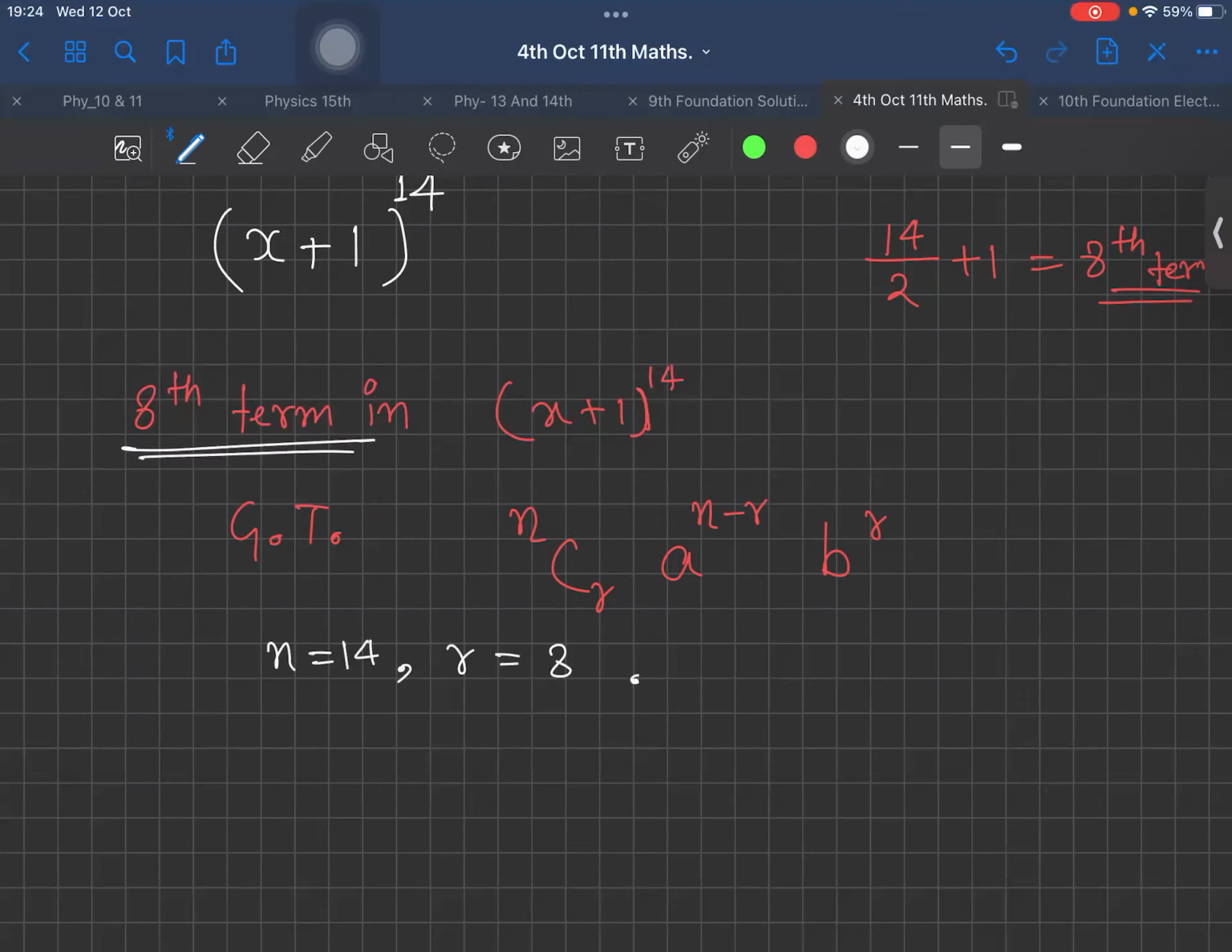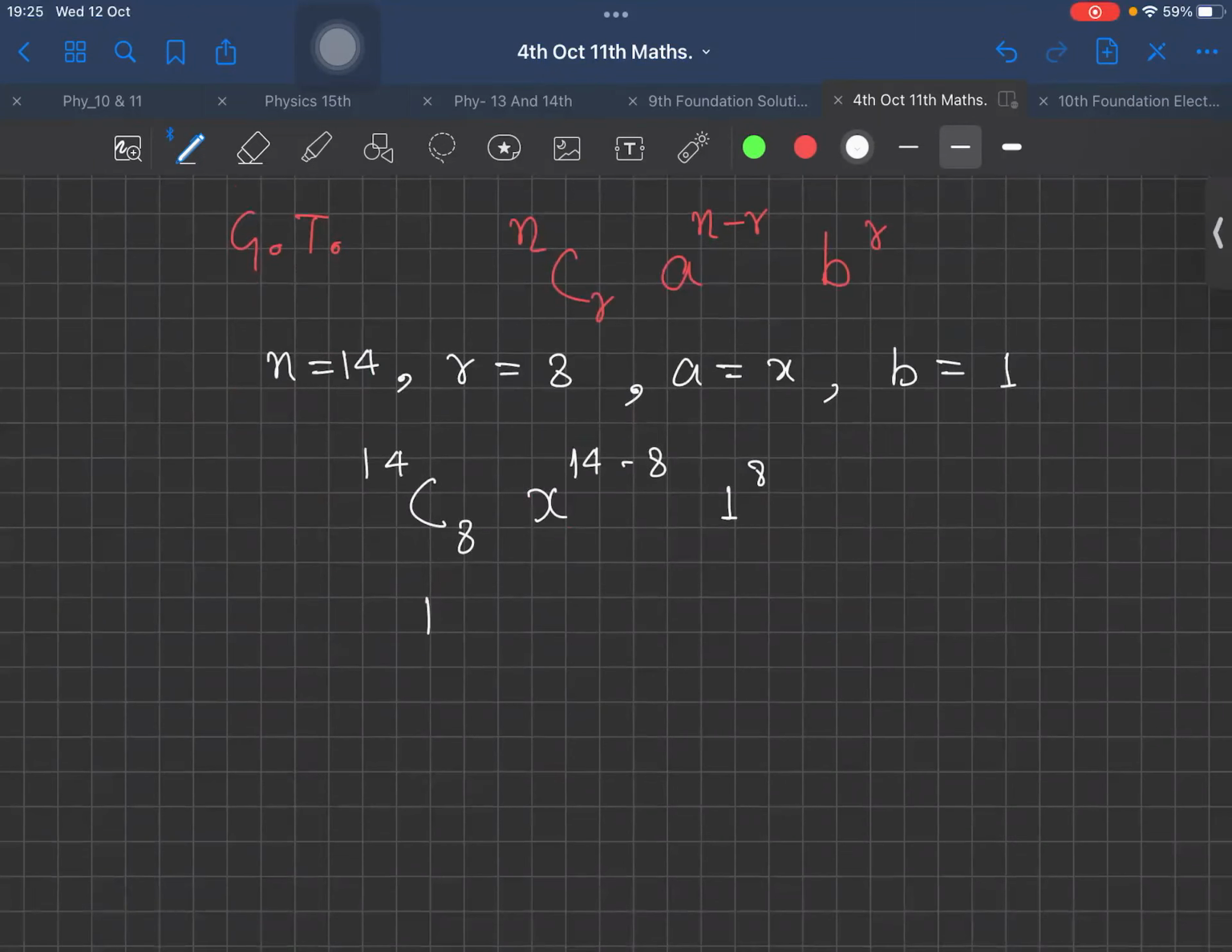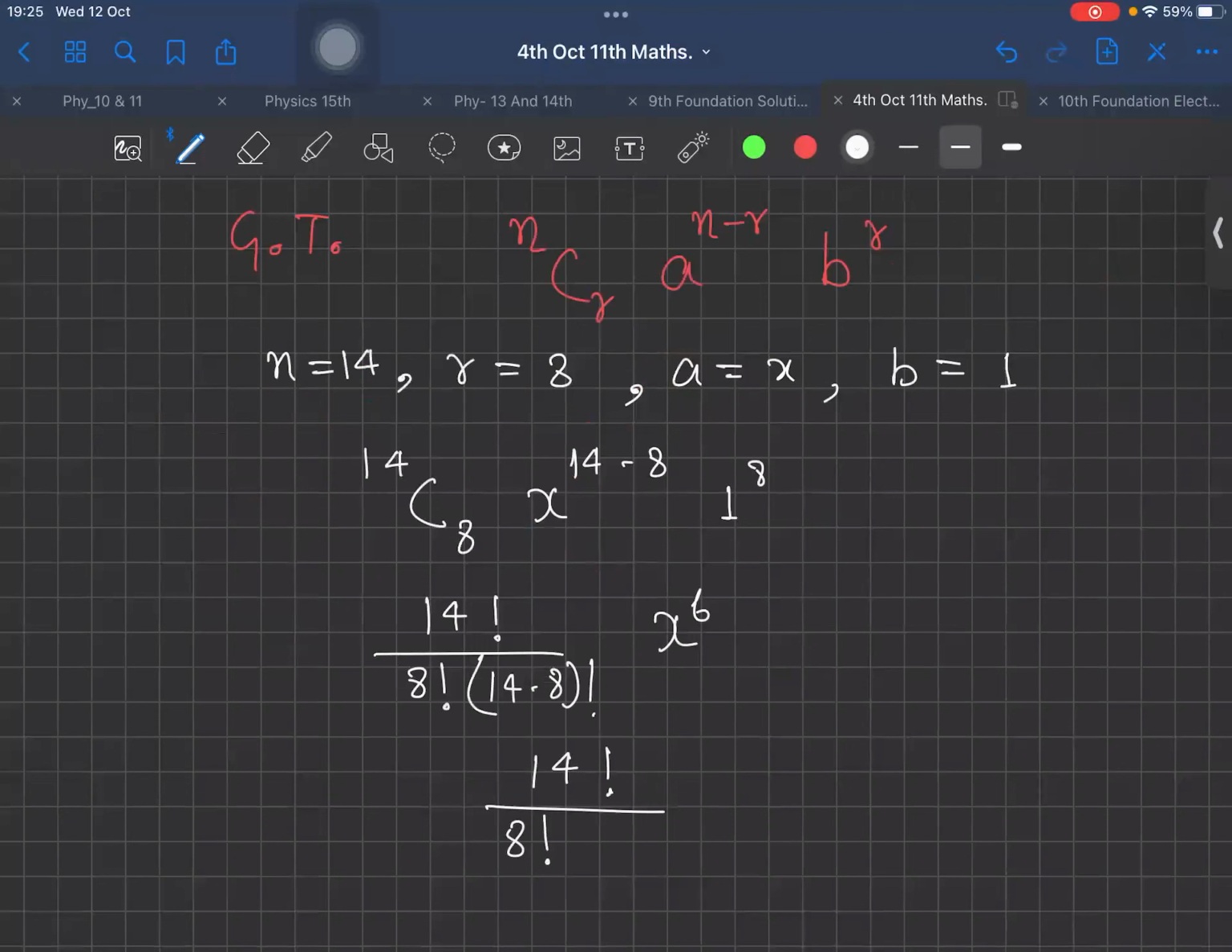Okay. a is equal to x, b is equal to 1. So just substitute it. 14C8, a is x, x to the power of 14 minus 8, b is 1 to the power of r, 8. Right, so you need to find this. So this is 14 factorial upon 8 factorial and 14 minus 8 factorial. This is x to the power of how much? 6. Now you just need to solve this: 14 factorial upon 8 factorial multiplied by 6 factorial, x to the power of 6. So this is the middle term.